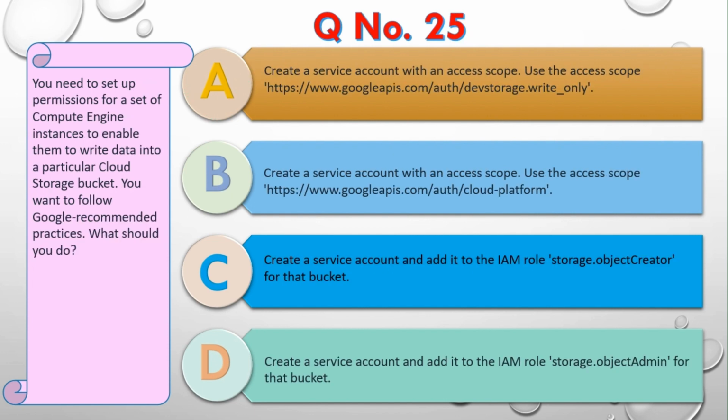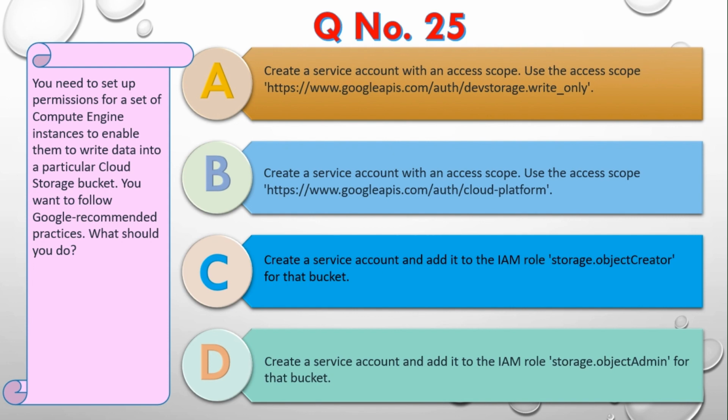Question number 25. You need to set up permission for a set of Compute Engine instances to enable them to write data into a particular Cloud Storage bucket. You want to follow Google recommended practices. What should you do? Option A, create a service account with an access scope. Use the access scope devstorage.write_only.